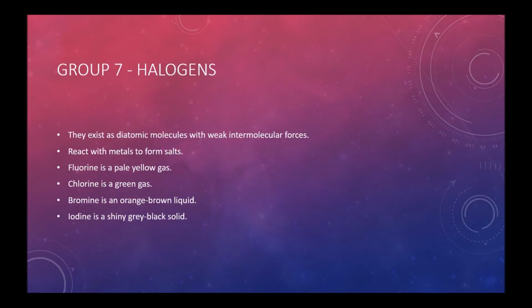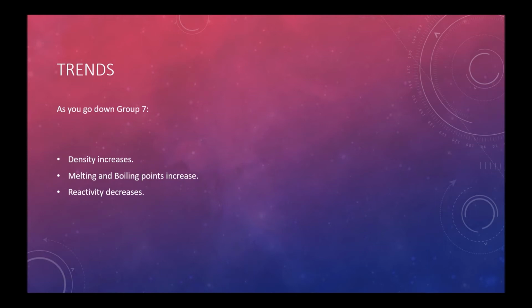And then there's group 7, which are also known as the halogens. They exist as diatomic molecules with weak intermolecular forces. For example, chlorine exists as Cl2. They react with metals to form salts or ionic compounds. And there are a few of the halogens; as you can see, they're in lots of different states. As you go down group 7, the density increases and the melting and boiling points increase as well, which is why as you go down, they turn into liquids and then solids in iodine.